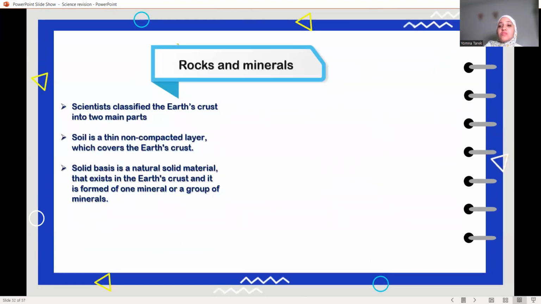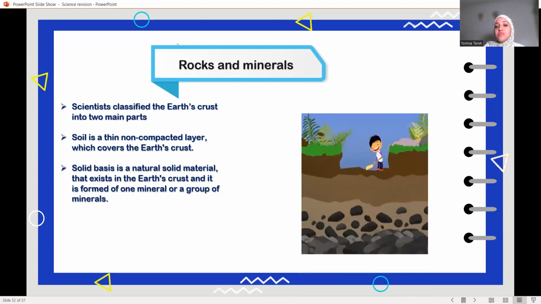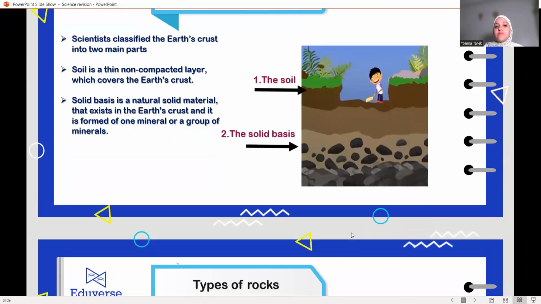Now let's talk about rocks and minerals. Now we studied about Earth and what is inside Earth. Let's study about different rocks. We have different rocks in the Earth. First, the scientists divided the Earth's crust into two main parts, the soil and the solid bases. The soil is a thin layer covering the Earth's crust. And the solid bases contain one mineral or a group of minerals.